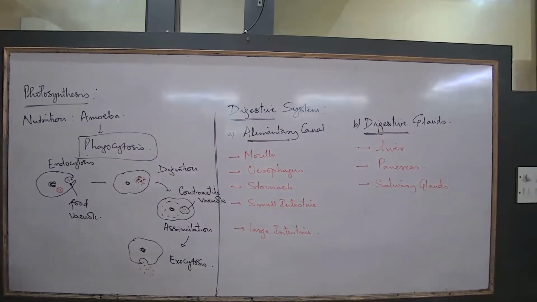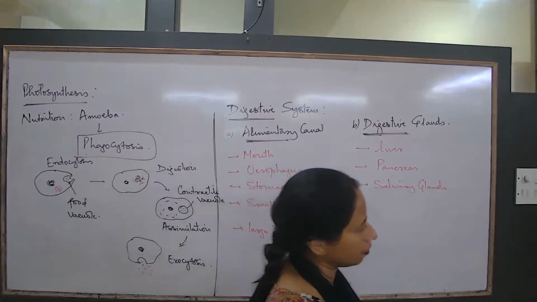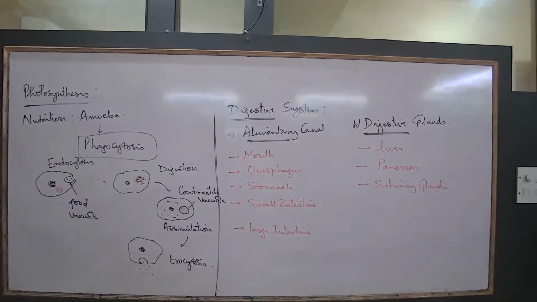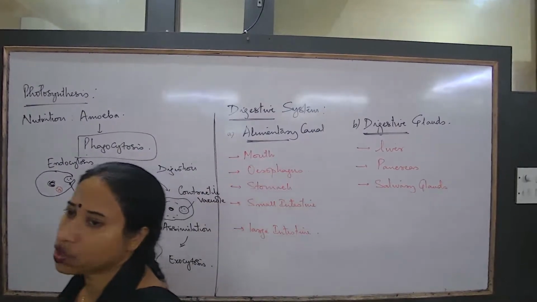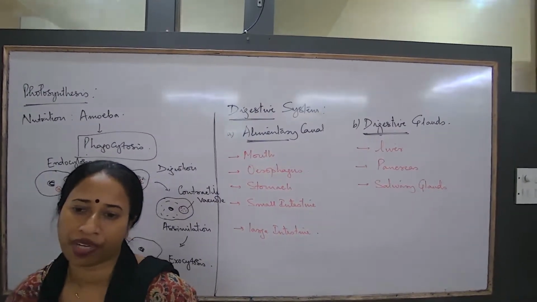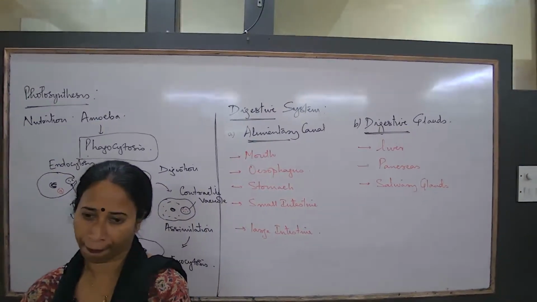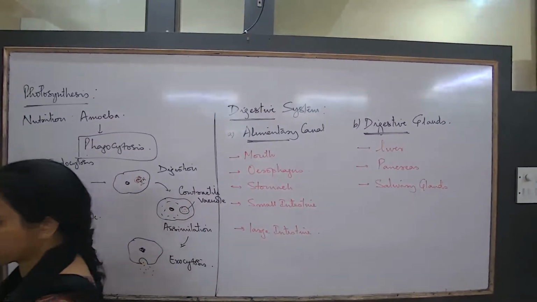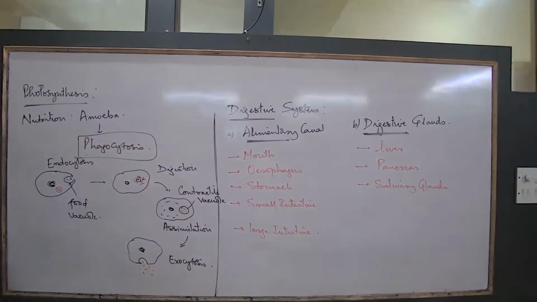Alimentary canal is a continuous tube-like structure through which the food passes and the process of digestion takes place.